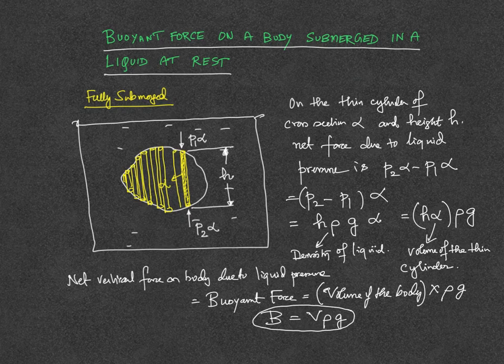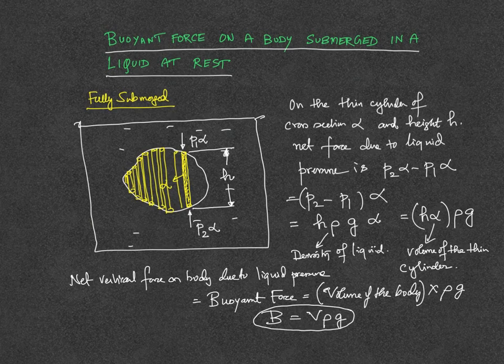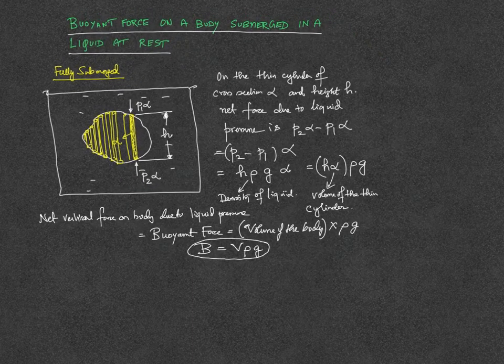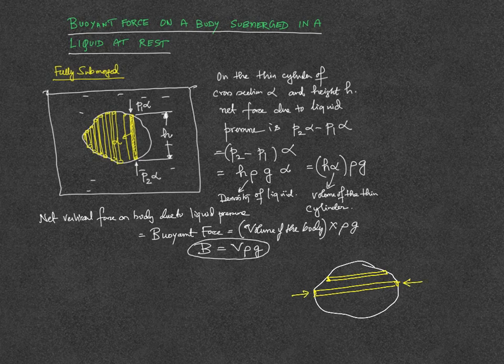And there cannot be any horizontal force, because you know that the points in the same horizontal level in a liquid at rest have the same pressure. So if you consider the body again as made of thin horizontal cylinders, on each horizontal cylinder the force due to pressure from the left and the right are equal, so those will balance. So for the whole body there will be no net horizontal force, and that is obviously if the liquid is at rest.